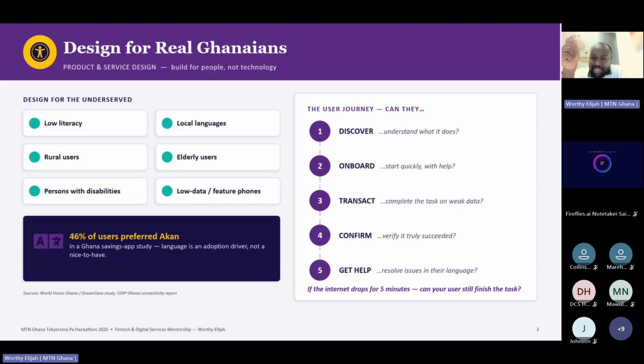Then on that same technology, the user journey, they should understand what the technology does. They should understand how quickly they can onboard, with help if need be. They should understand how to complete a task, even on weak data. They should understand how to verify that their task was successful. And they should understand how to get problems resolved.